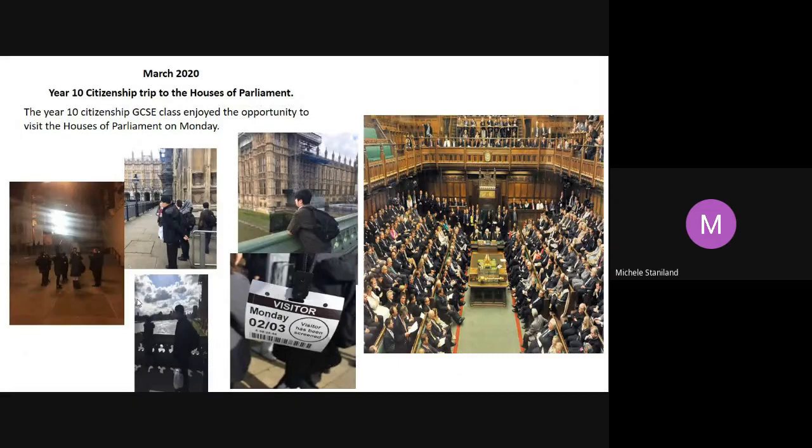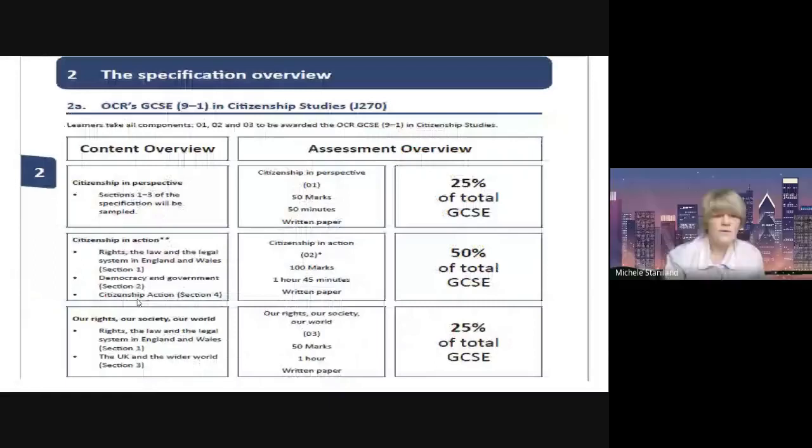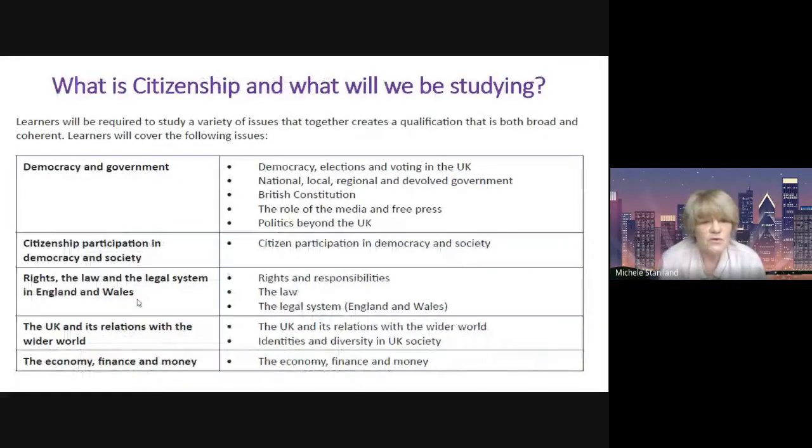So we try and understand first the roles of people in the Houses of Parliament and the processes. We then look at citizenship participation in democracy and society. So how you can participate in your society and in the democracy. And for that, we have to do a project, an active citizenship project, where we become actively involved in a campaign or an issue in our local area, something that will affect all of us.